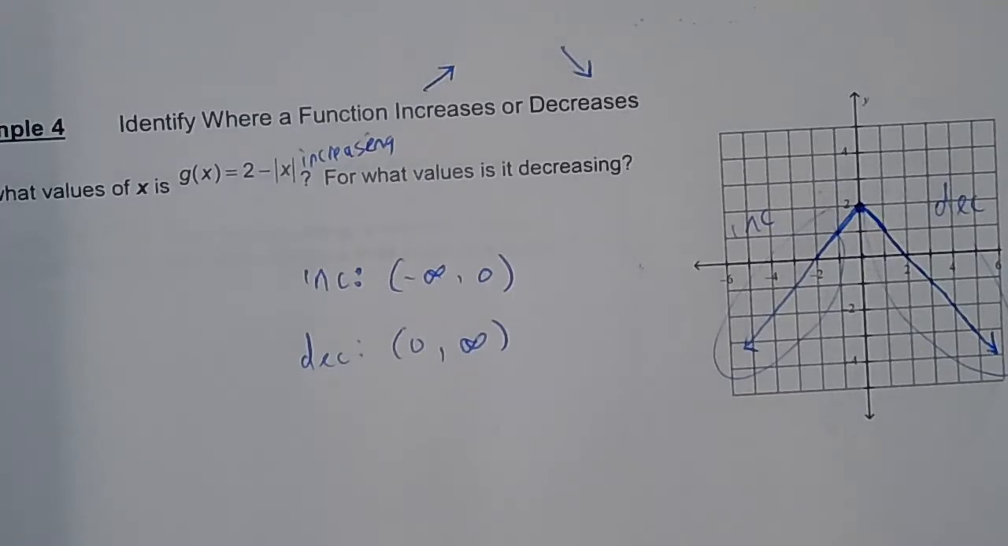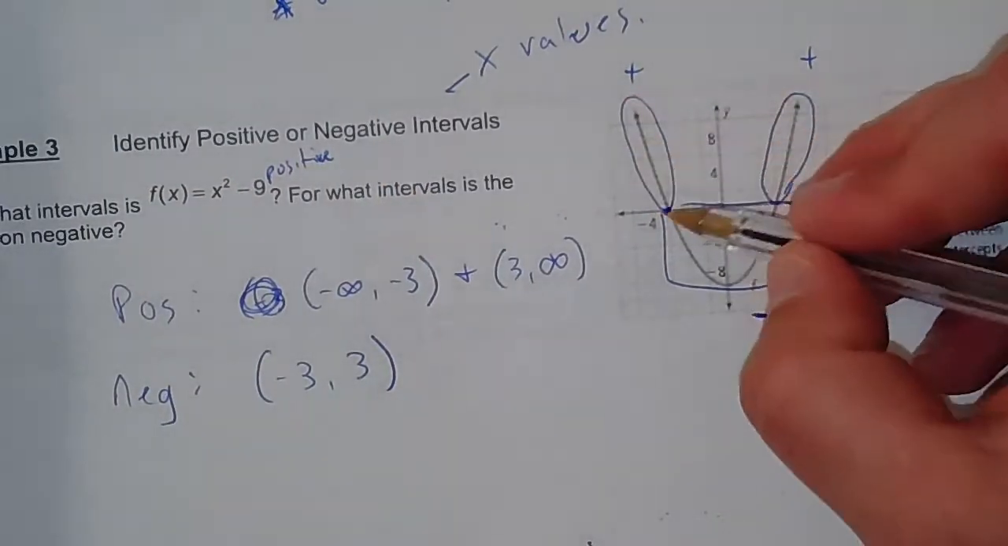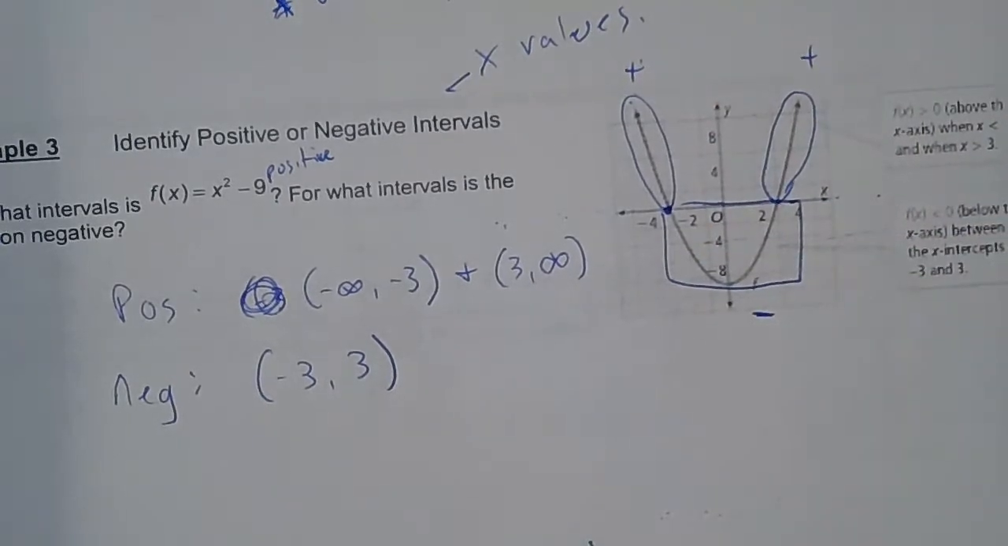So keep in mind, though, increasing and decreasing is not the same as positive and negative. Increasing and decreasing, we care about the slope. Is the graph heading upward or is the graph heading downward? Whereas in positive and negative, we care about where it is located. Is it above the x-axis? That's when it's positive, like those two. Or below is when it's negative.